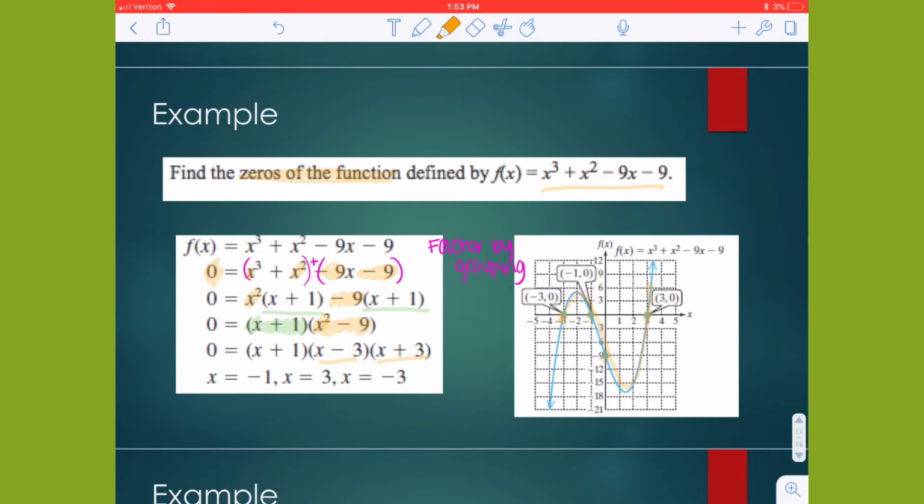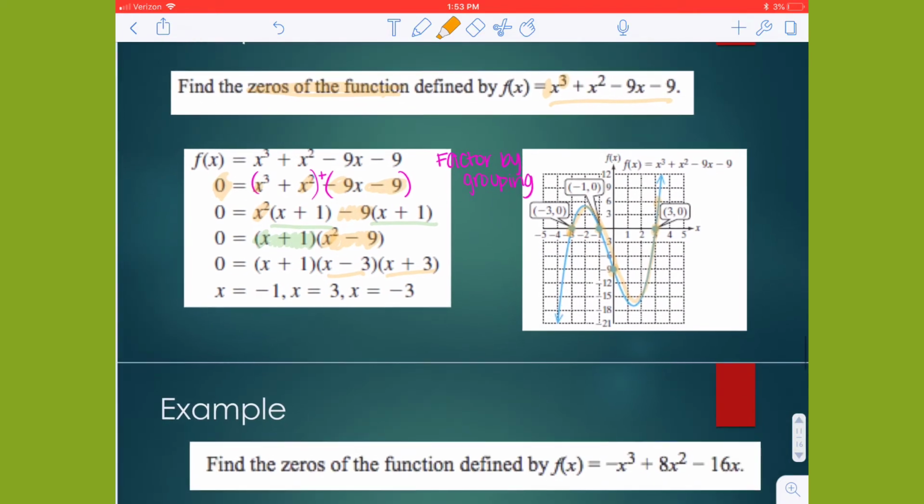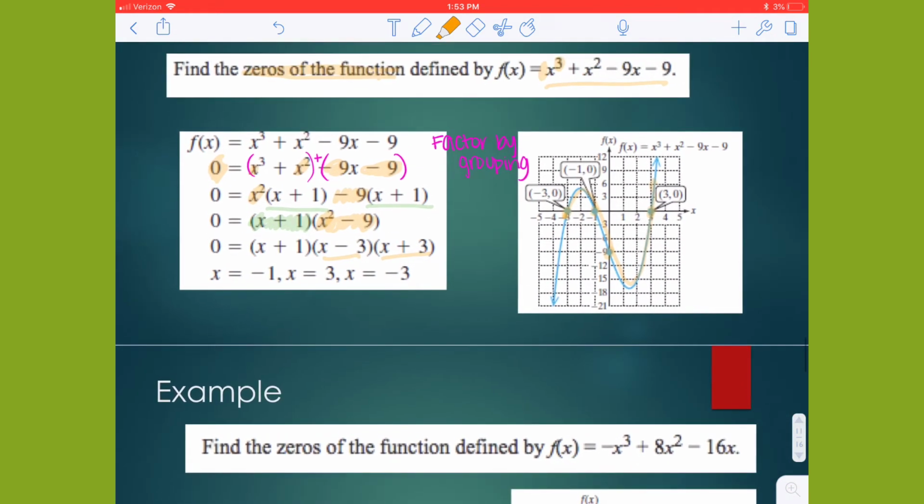Remember that we learned from the leading coefficient test that I can determine the end behavior because this has an odd degree with a positive leading coefficient. So I know the right should be going up and that the left should be going down.